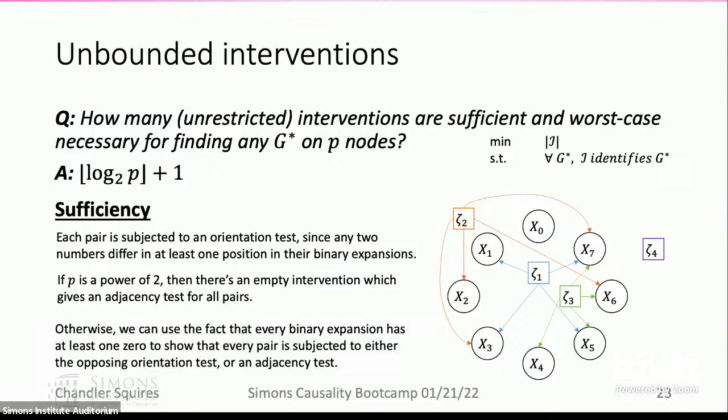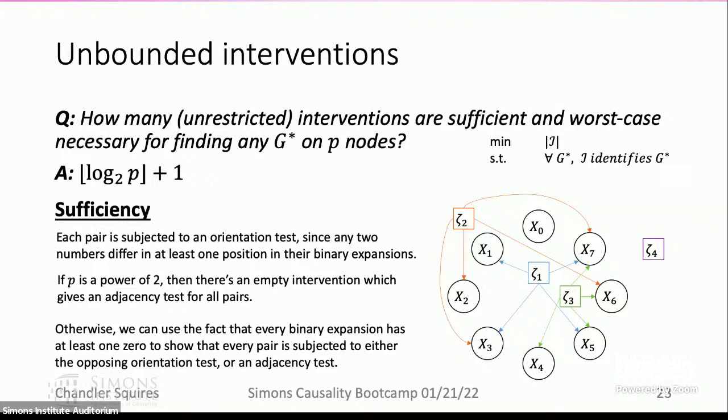And then if p is not a power of 2, it's a little trickier to analyze, but not too bad. The fact that p is not a power of 2 means that every number is going to have at least 1 zero in its binary expansion. Because if I had all 1s, then I would have to be going up to, in this case, the binary expansion of 7 is all 1s. I would have to be going up to, in my numbering, right below the power of 2. So all of them are going to have a 0 in their binary expansion.